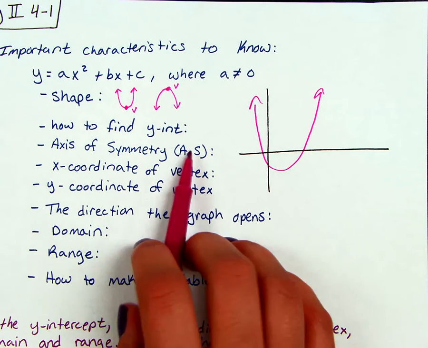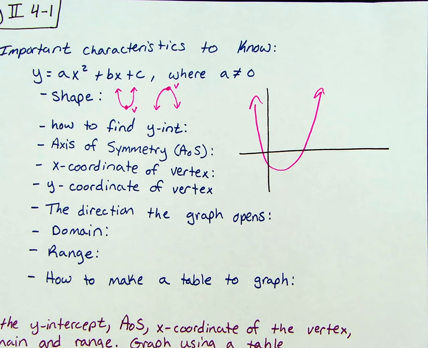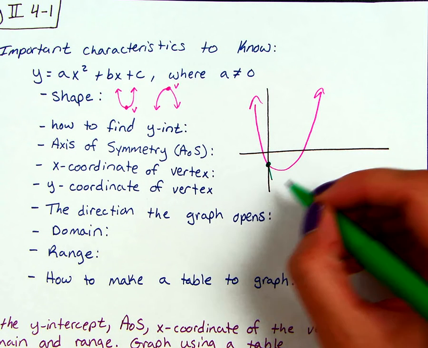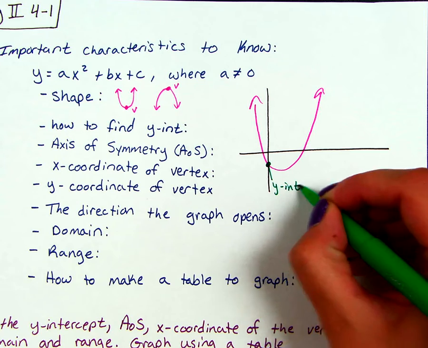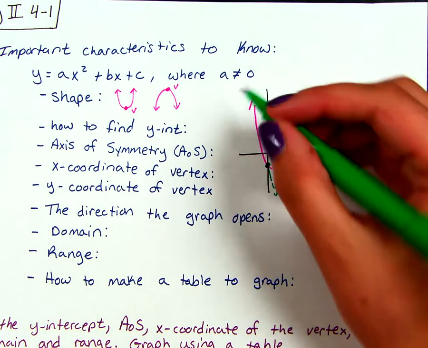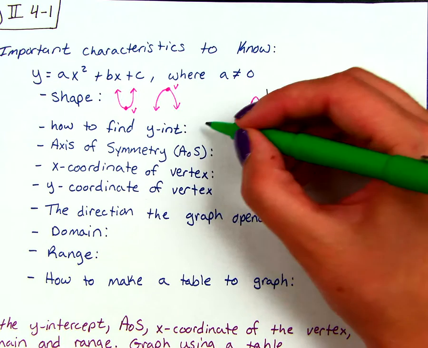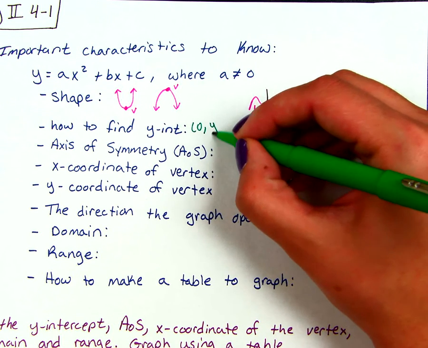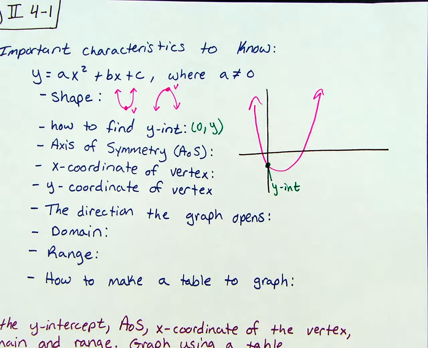So we have a y-intercept. When I'm looking at that, the y-intercept is where it's crossing the y-axis. So in this example, here's our y-intercept. To find it, remember that we know our x value is 0, and we're trying to find our y value.